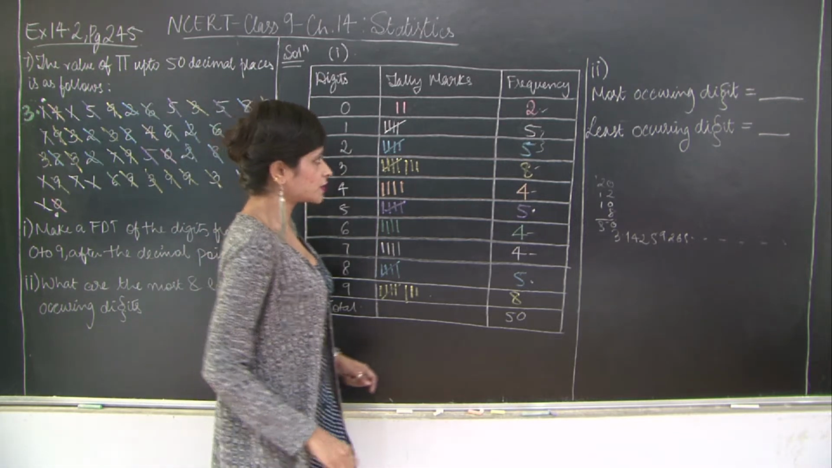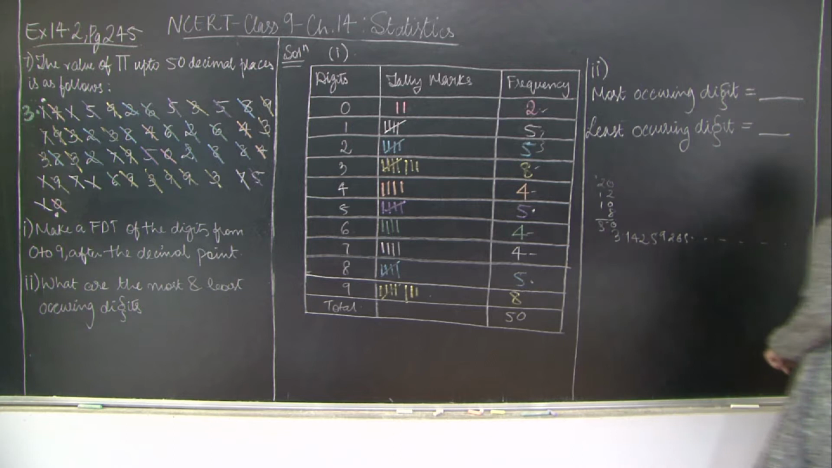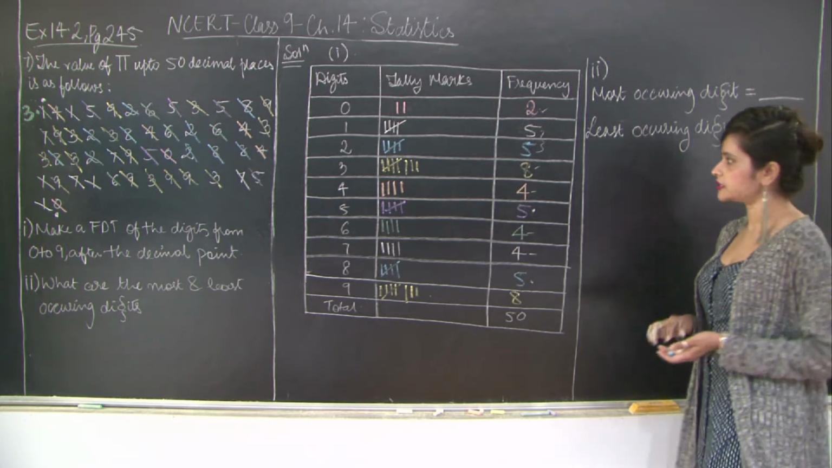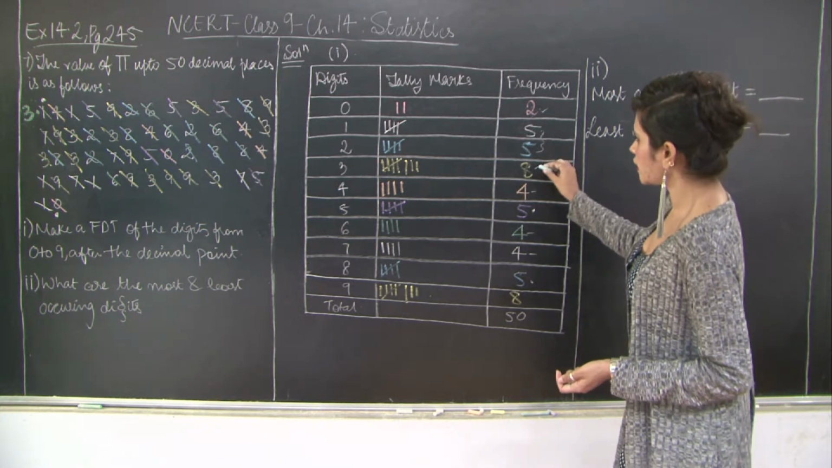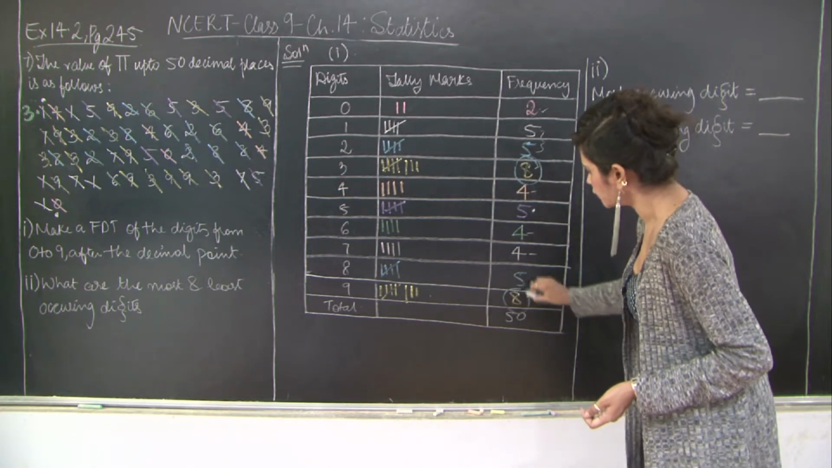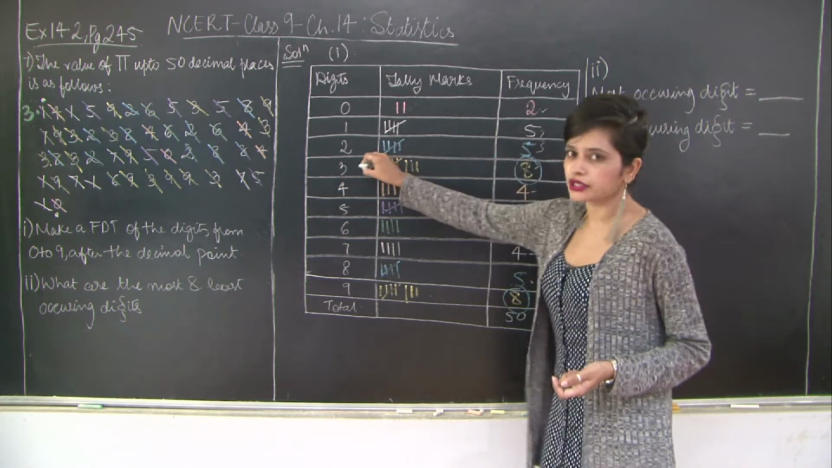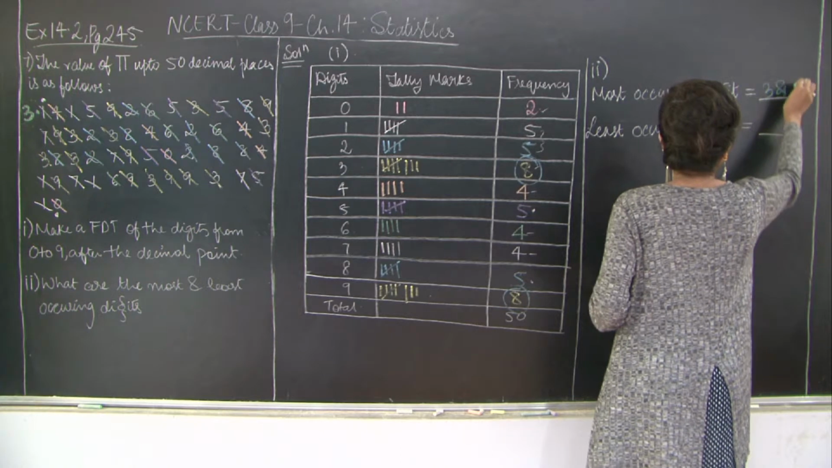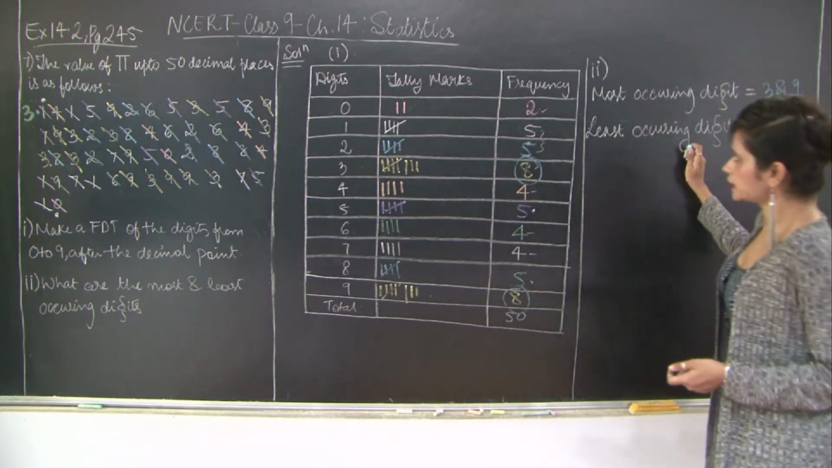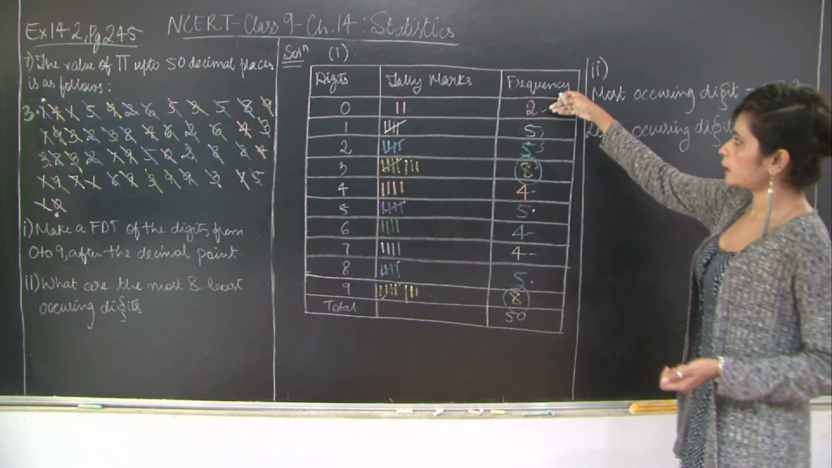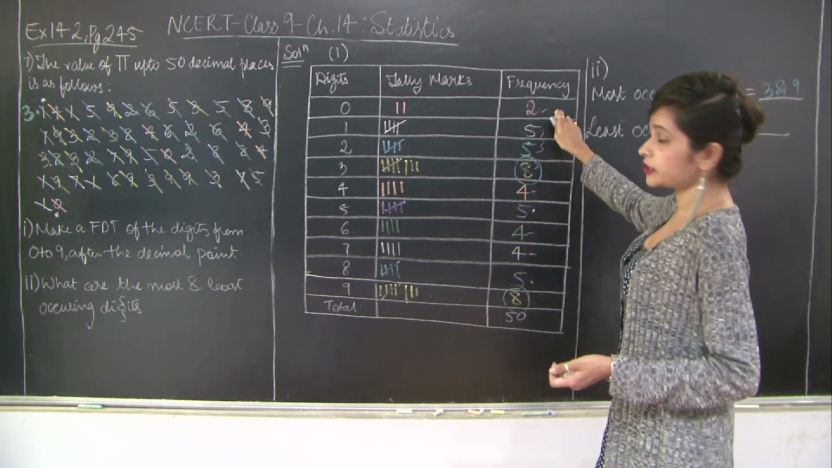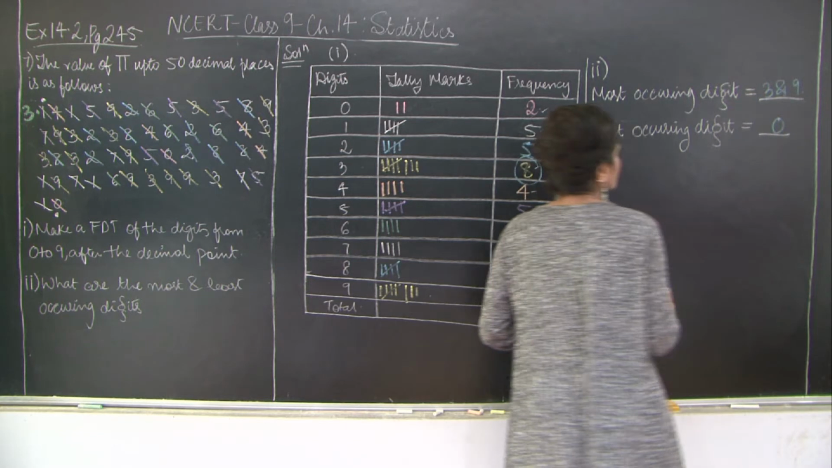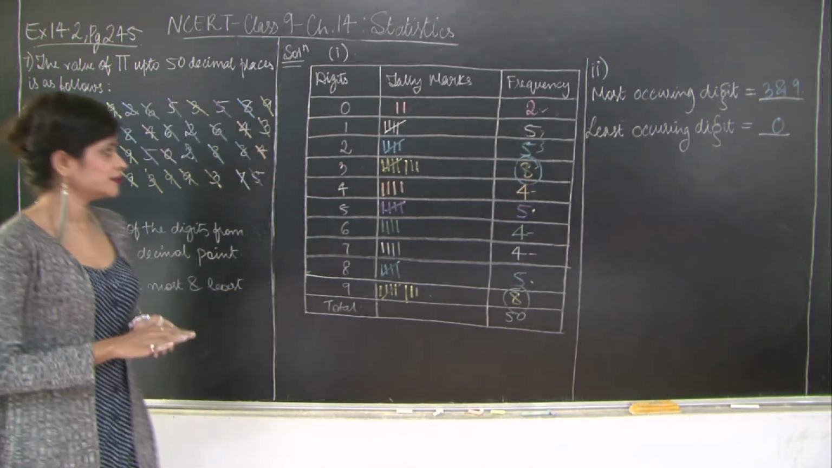Now, using this frequency distribution table, we need to write down the most occurring and least occurring digits. For the most occurring digit, we are going to see the highest frequency. You observe that the highest frequency is here and here. So the most occurring digits are 3 and 9. And what about the least occurring digit? The one with the least frequency is 0. So the least occurring digit is 0. So here is the solution to the question. Please take a look.